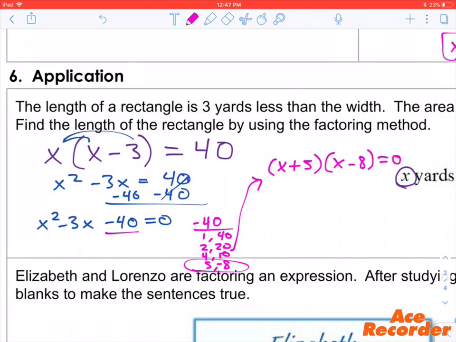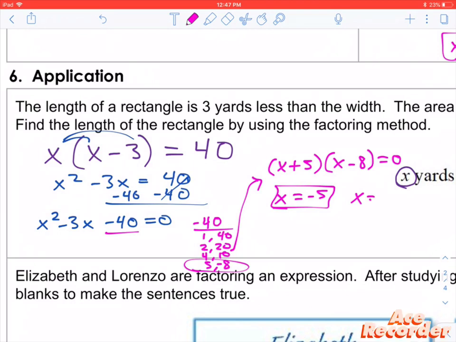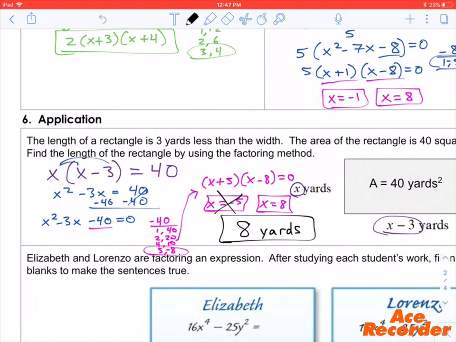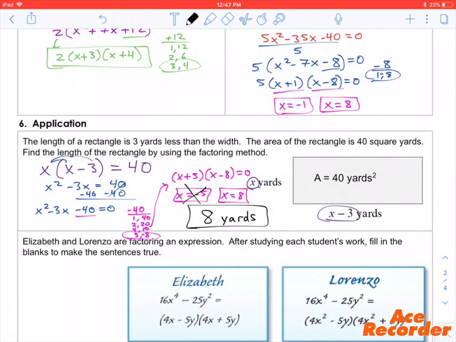And since it's an equal, we're trying to find answers, you just write x equals negative 5, the opposite, and x equals positive 8, the opposite. But you're only going to keep the one that makes sense. So if we're looking for length, which is what we're looking for there, negative 5 for a length doesn't really make sense. So my final answer is going to be 8 yards. 8 yards for the length. Okay, so you got to distribute, get it equal to 0, and factor.